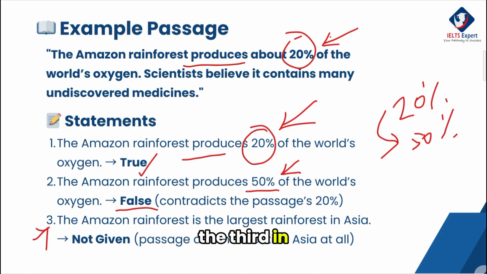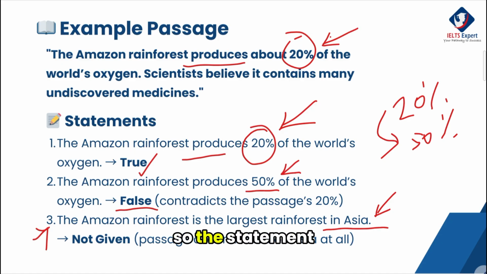Let's look at the third statement. The Amazon rainforest is the largest rainforest in Asia. What do you think about this? There is a comparison. When they talk about Asia, it means a particular region. But here, there is no comparison with others in a particular region. The passage says scientists believe it contains many undiscovered medicines, but there is no information that this is the largest rainforest.